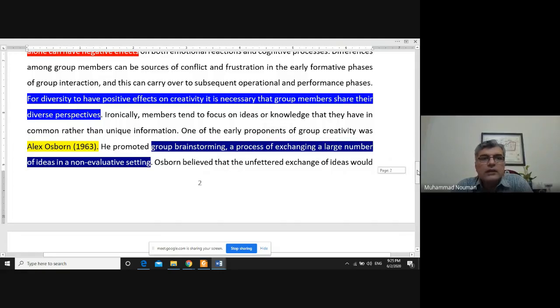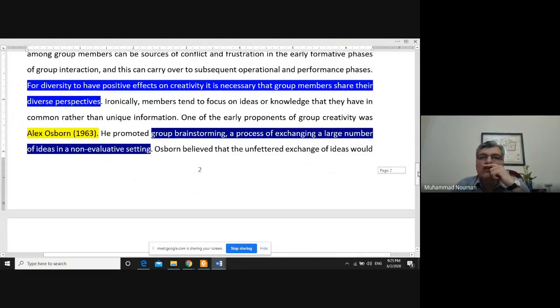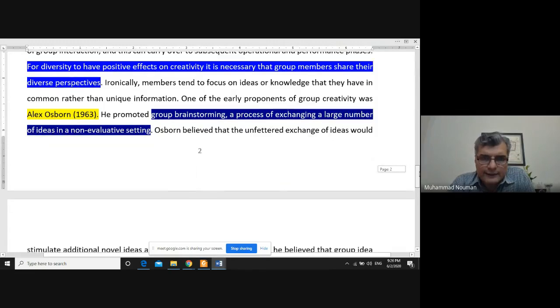Moving further, the handout talks about various proponents of group creativity. For example, a reference is made to Alex Osborne. He's considered to be one of the pioneers in terms of the concept of group brainstorming, which is a process of exchanging a large number of ideas in a non-evaluative, unstructured setting or manner. And usually, this is a technique which is used inside workshops, trainings by different kinds of trainers, etc., to encourage people to speak up, to generate a diverse range of different ideas, thoughts, and patterns.